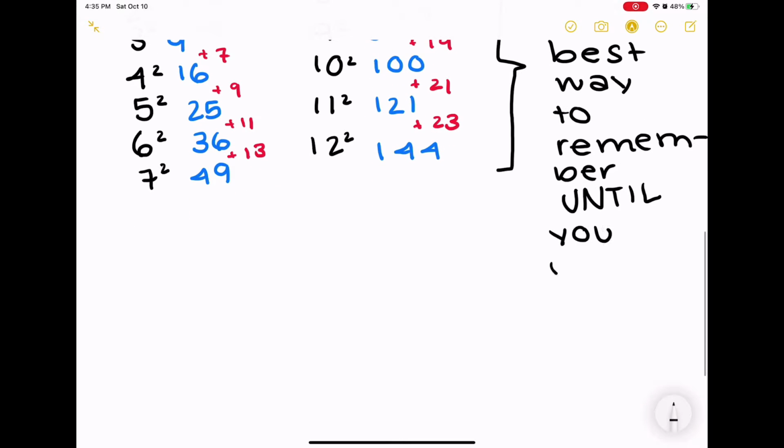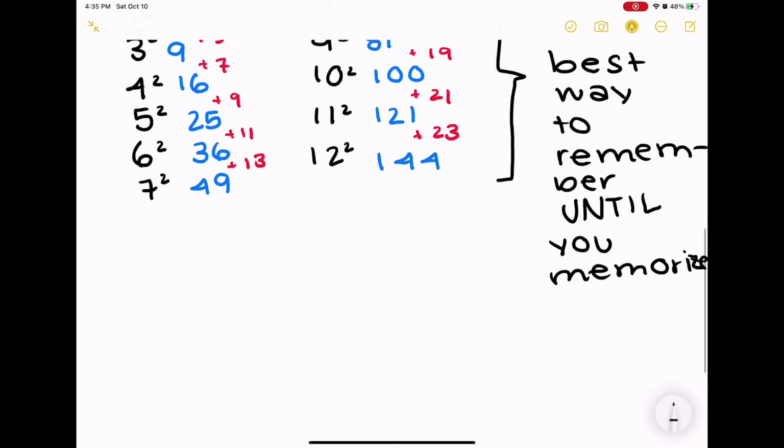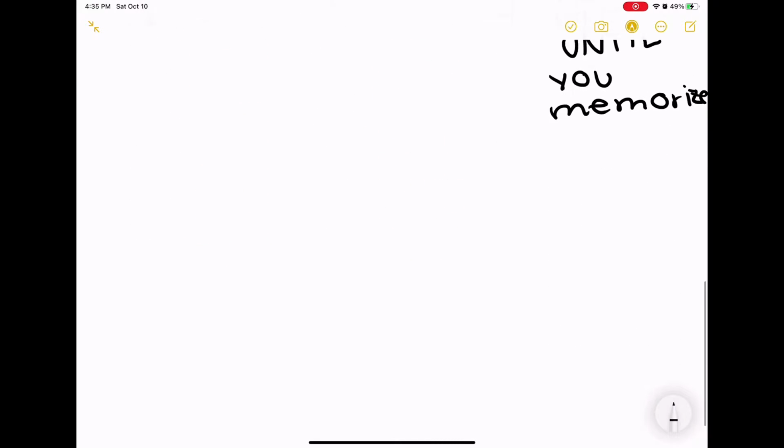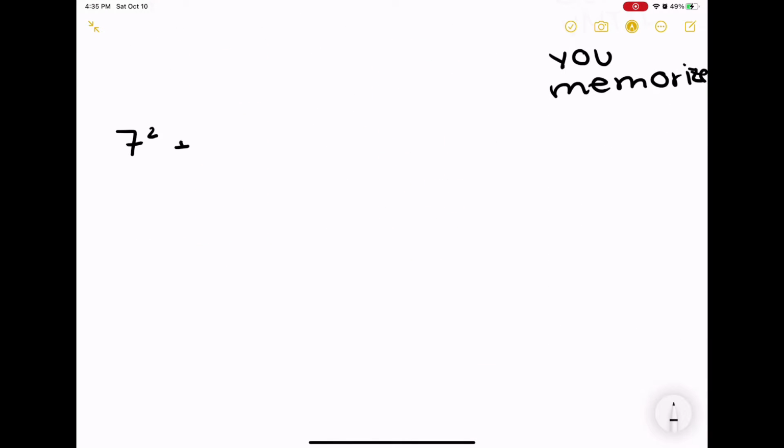But this is the best way to remember until you memorize, because memorizing it will make it easier for you to get it in a snap. Just spend 10 minutes of your day for a week and you should get it.